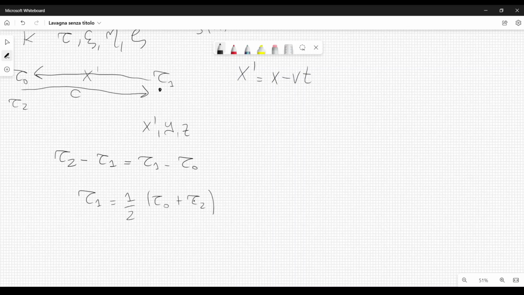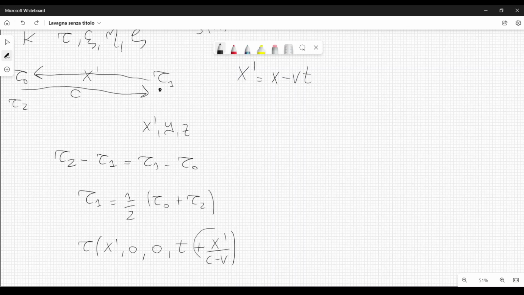Or, by considering the function tau as a function of x prime, y, z, and t, we have tau of x prime, 0, 0, t plus x prime divided by c minus v. This is simply due to the fact that this is tau 1. So at tau 1, the first coordinate is x prime, the next two coordinates remain equal to 0, and in the time coordinate we have t plus x prime over c minus v.